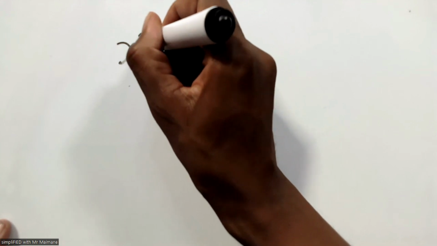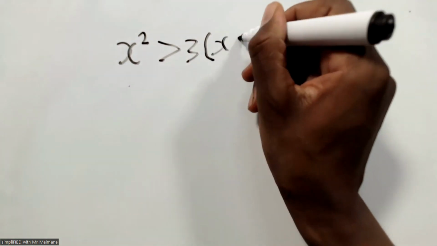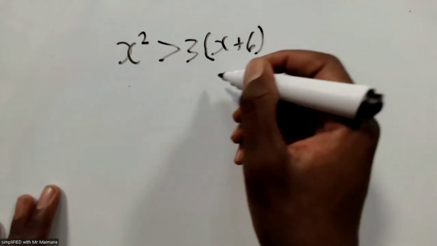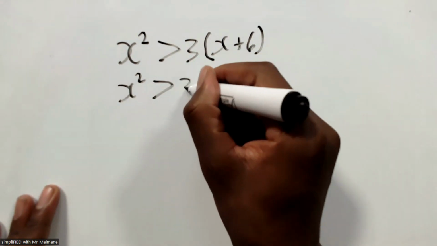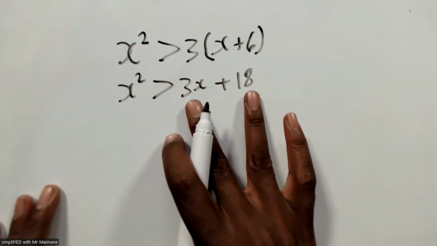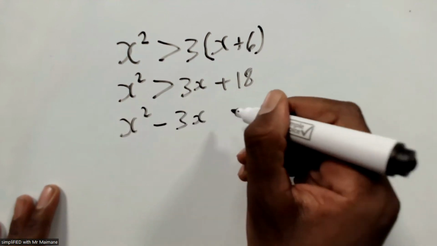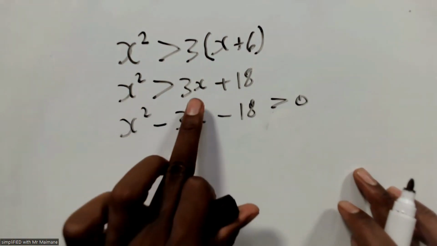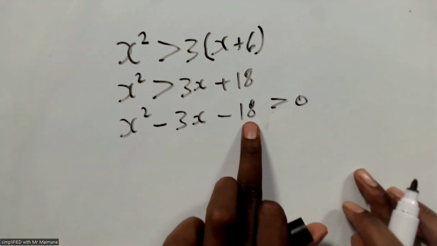So our first question, we have x squared is greater than 3 times x plus 6, just like that. It's given like that. And then to solve this, we'll have x squared is greater than, if I multiply the 3 with what is inside, 3x plus 18. Therefore, now I just want to bring this to the other side so it can be a quadratic equation. So it's going to change signs and becomes that. It's greater than 0. So if I take minus 3x to the other side, it becomes minus 3x. If I take plus 18 to the other side, it becomes minus 18.